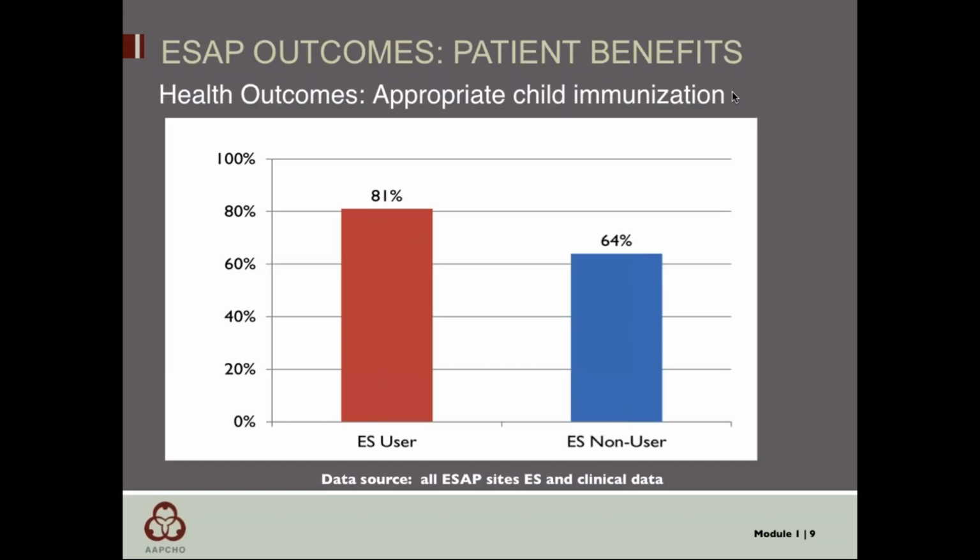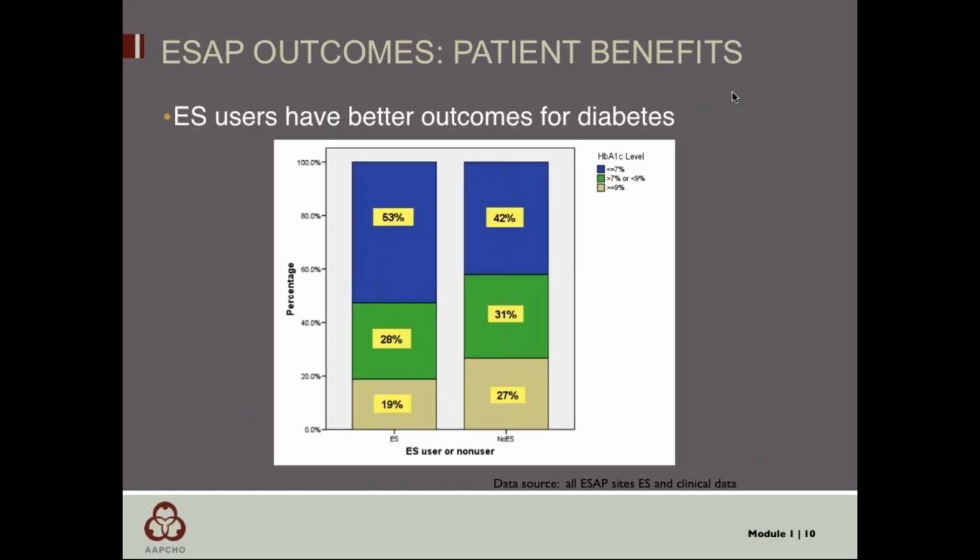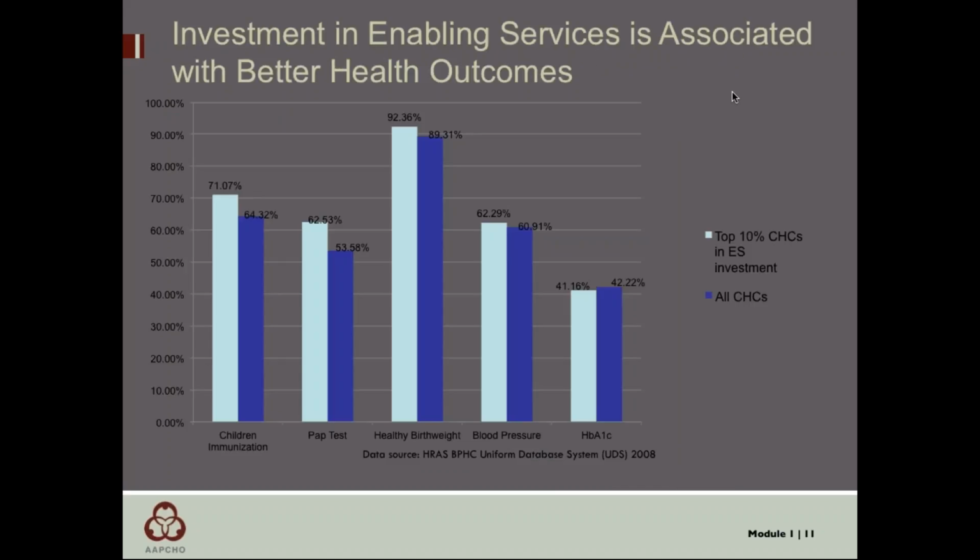So this graph that you're looking at shows the rate of appropriate childhood immunizations for users of enabling services versus non-users of enabling services in the pilot sites. And then this graph shows diabetes control in enabling services users versus non-users. So the blue part of the bars shows the percentage of diabetic patients with hemoglobin A1C levels at or below 7%. The green is between 7 and 9%, and the tan is above 9%. And you can see that the enabling services utilizers on the left-hand side have better controlled diabetes than the non-users.